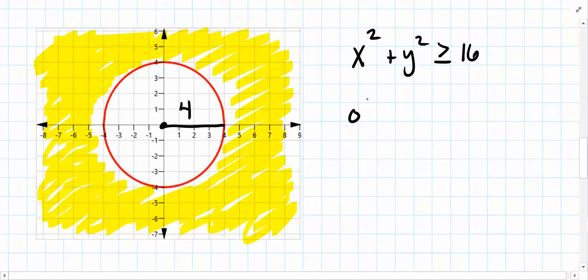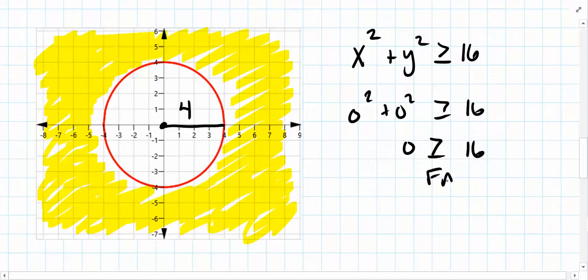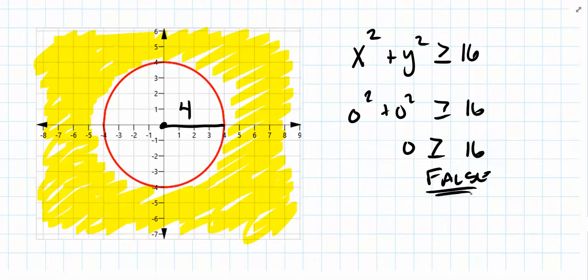Yeah, you could just test 0, 0, right? 0 squared plus 0 squared. Is that greater than or equal to 16? No, that is not true. This is a false statement, right? And we always want true statements, so you'd shade the outside, right? So 0, 0 is not part of the solution system, so we go outside, right? Okay.